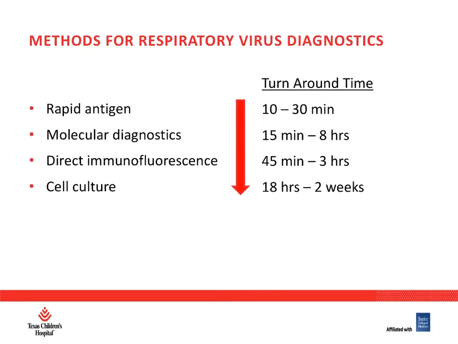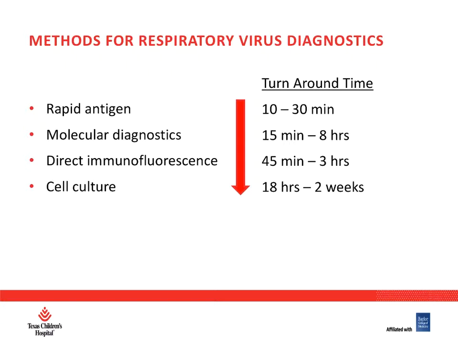So when we're trying to consider which of these methods to use, one of the things that we want to assess is the turnaround time, which for rapid antigen and now even for molecular tests can be as short as 10 or 15 minutes. DFA will take a longer period of time, and cell culture, depending on how it's performed, can take days or even a couple of weeks before making a final result.